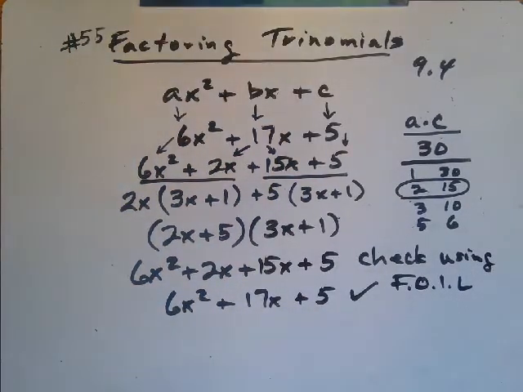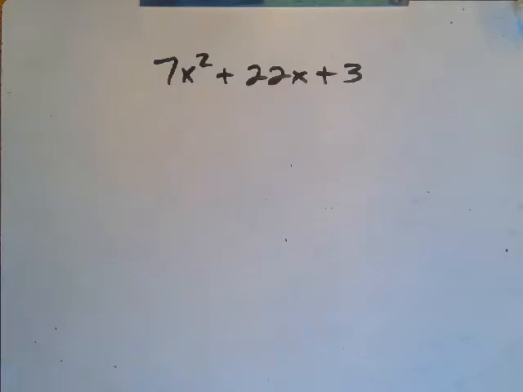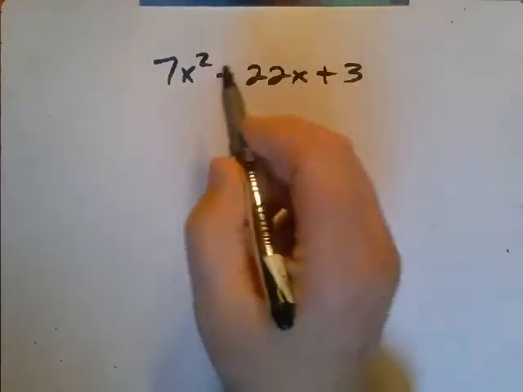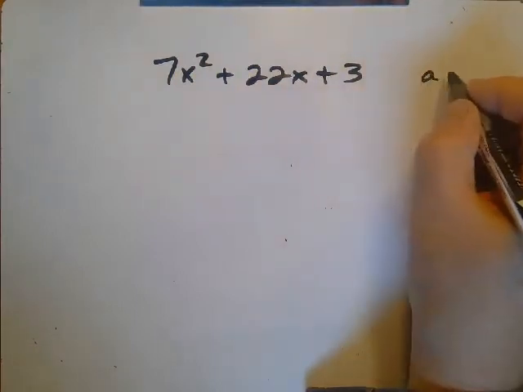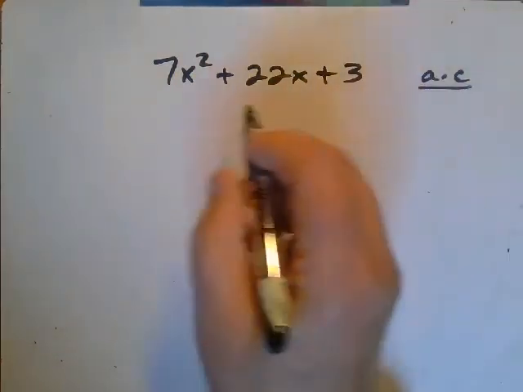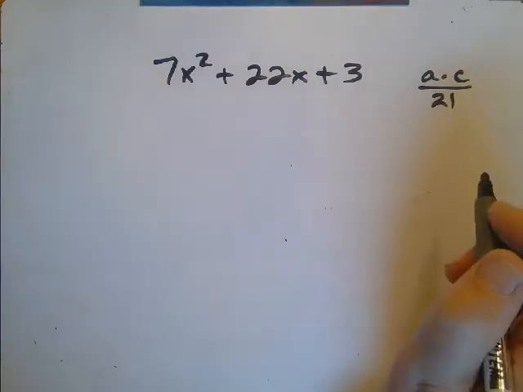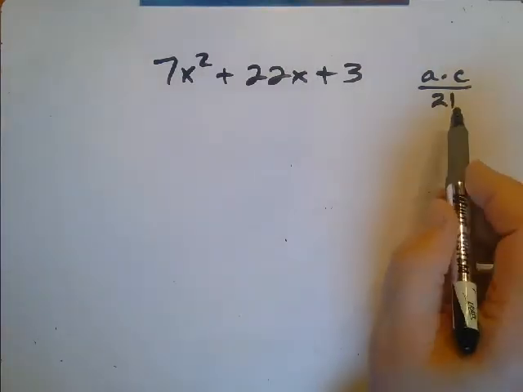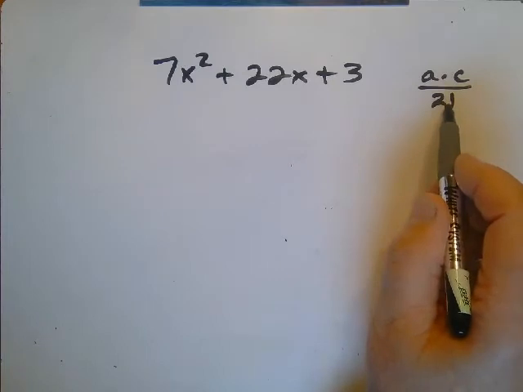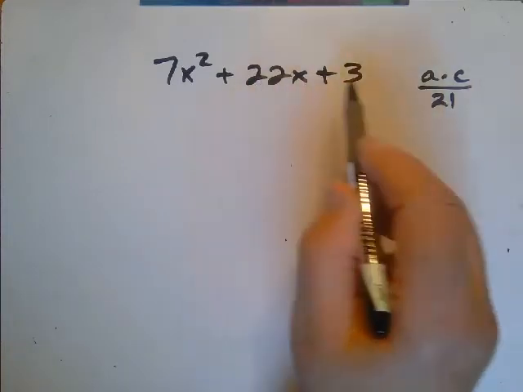Let's try another one, a little harder one. All right, here we go. I'm going to take a times c, and I'm going to write that over here. A times c, 7 times 3 is 21. Then I'm going to play the product sum game. What two things will give me 21 when I multiply? I got to get 22 when I add.